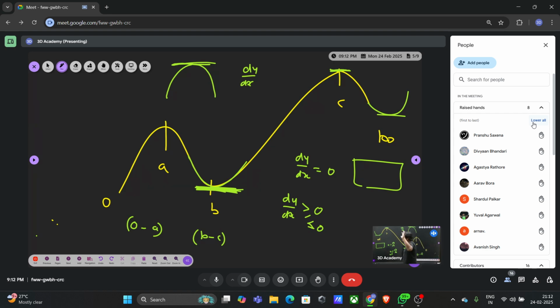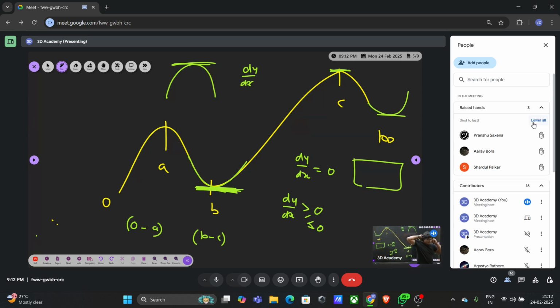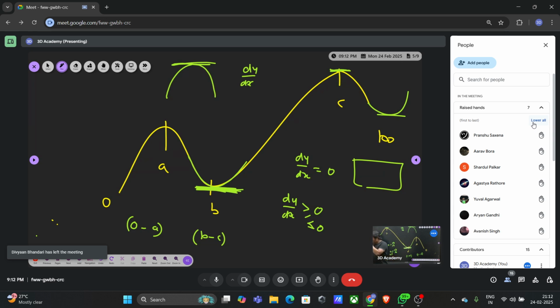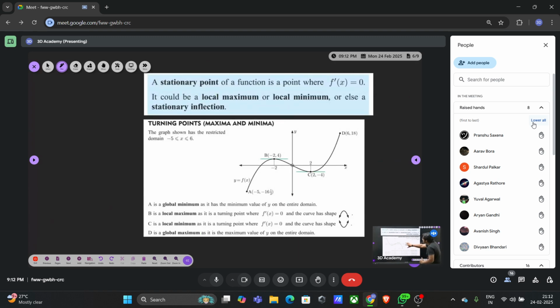How many of you understand this logic? Please raise your hands. This is how differentiation helps you. And the questions will come in combination with functions and differentiation. They will ask you to plot the graph, find the differentiated graph. All these kinds of questions will come in this. So you need to keep all these points in mind. So this is what I was explaining.